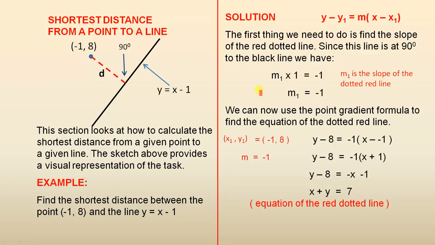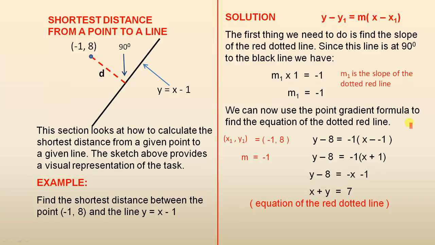That's very straightforward because you see here the slope of the black line is 1 because that's m. So if the two lines are perpendicular, then 1 times -1 equals -1, because you remember when you multiply the two slopes together, when the lines are perpendicular, the answer is -1. So that's how we arrive at that answer.